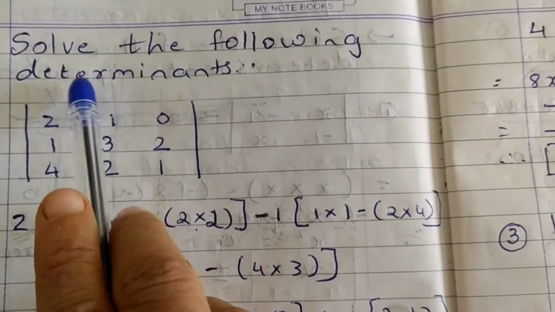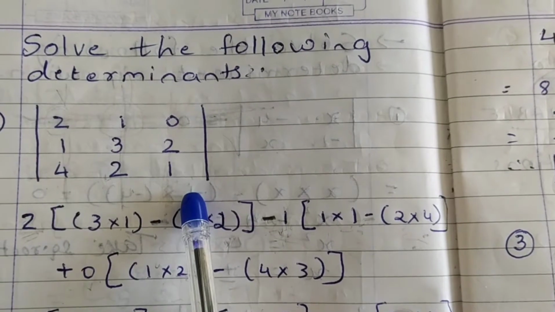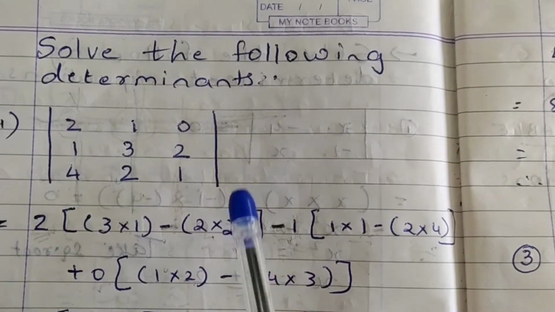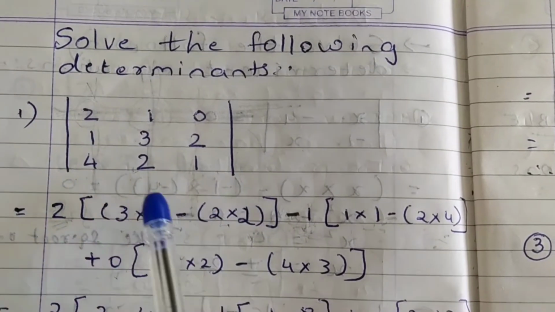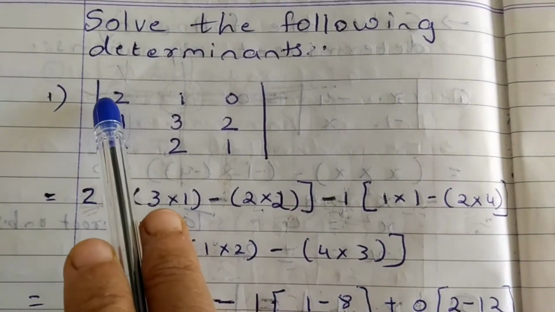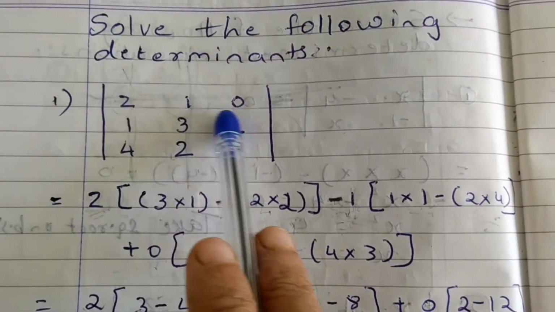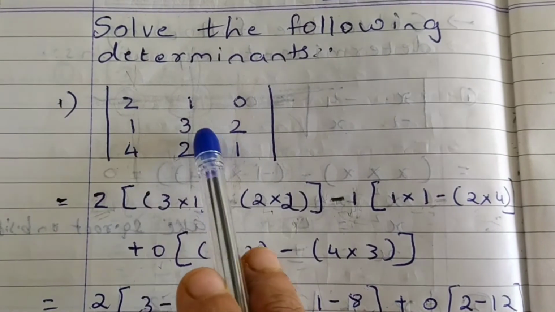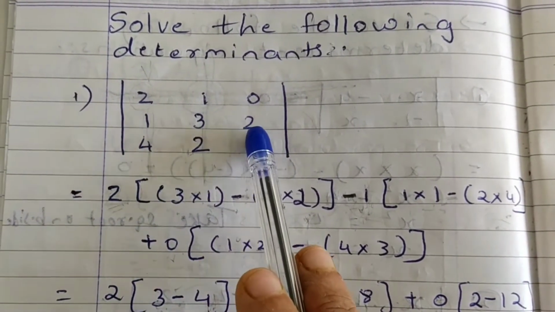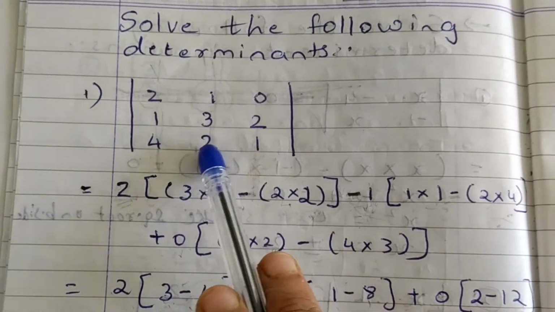Hello students, now we will see how to solve a determinant of order 3 cross 3, that means a determinant with 3 rows and 3 columns. So when we are given a determinant of this type, we will write the first element, that is 2. Now 2 comes in the first row and the first column. So we will not consider the first row and the first column, we will take the remaining elements. So the remaining elements are 3, 2, 2, 1. So they are in the determinant form 3, 2, 2, 1.